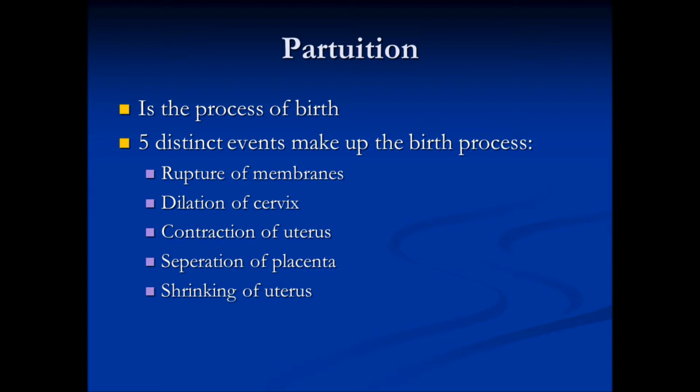The first is rupture of the membranes. Then you have the dilation of the cervix, contraction of the uterus, separation of the placenta, and then shrinking of the uterus. And we'll talk about each one of these events.